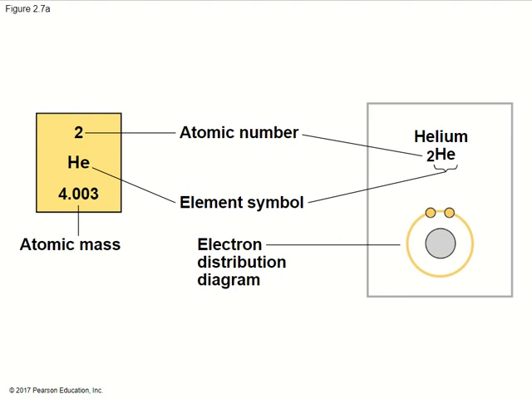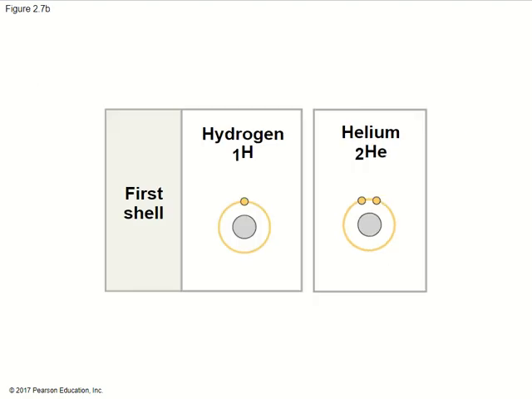A typical breakdown of a square in a periodic table. You'll see the atomic mass, which is approximately the number of protons plus neutrons on average in a given element, the atomic number, which is always the number of protons unique to that element, and then its elemental symbol, which can be one or two letters. Sometimes you'll see the electron distribution diagram. For example, what are the electrons in the outermost energy level?